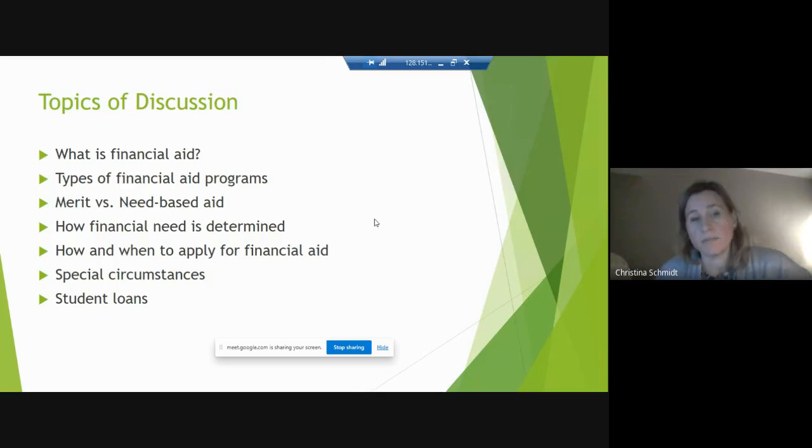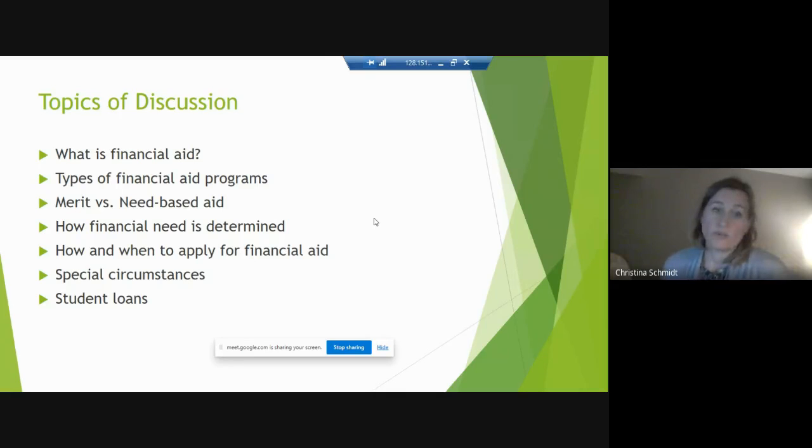Programs, merit bases, need-based financial aid, how we determine need-based aid, how and when to apply, and special circumstances. I suspect a number of you have joined us today hoping to learn about what happens when your financial aid doesn't meet your current financial situation. And the pandemic is weighing on everybody's mind and finances.